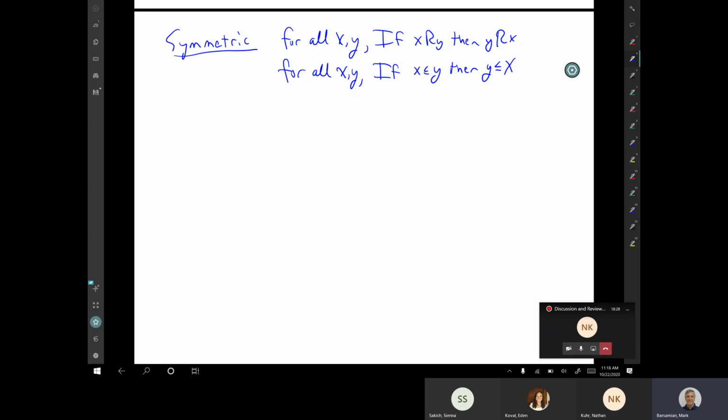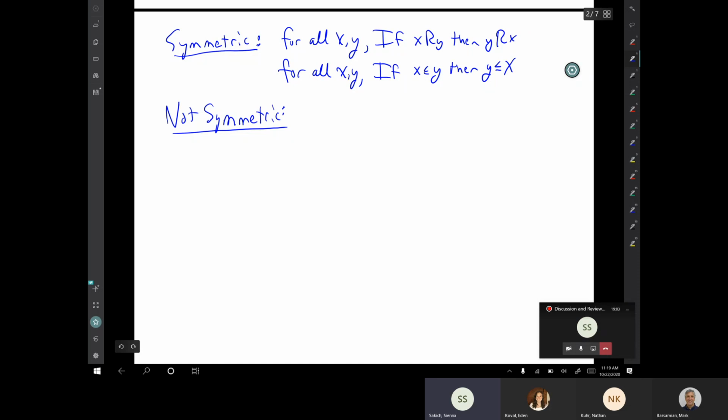So this is symmetric. What is the statement of not symmetric? This sort of goes back to the idea of negating a quantified statement. So to say that a relation is symmetric is this statement here, which is a quantified statement. So the statement that a relation is not symmetric, what's the statement of that?